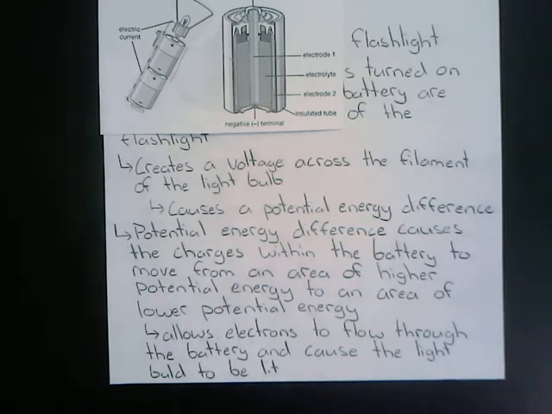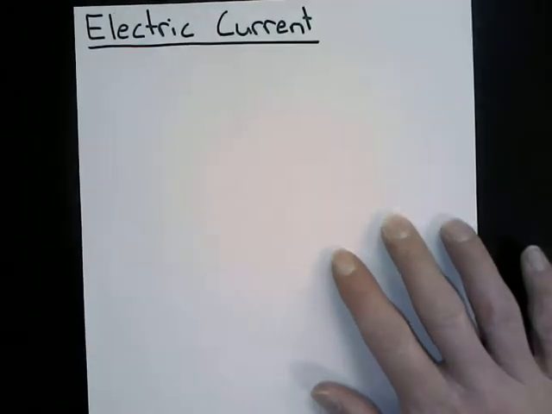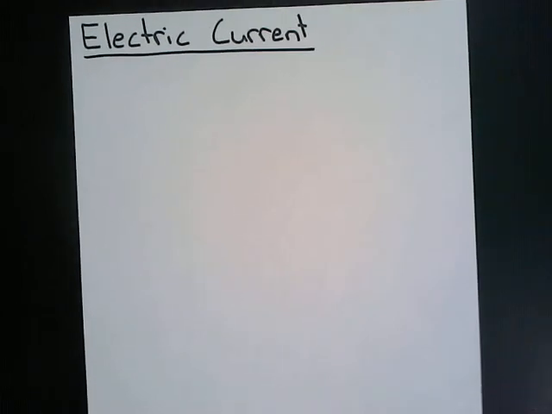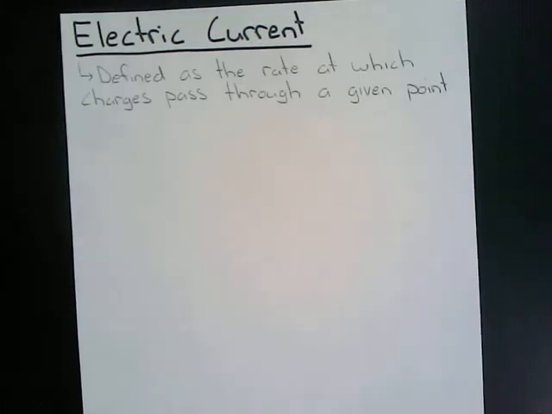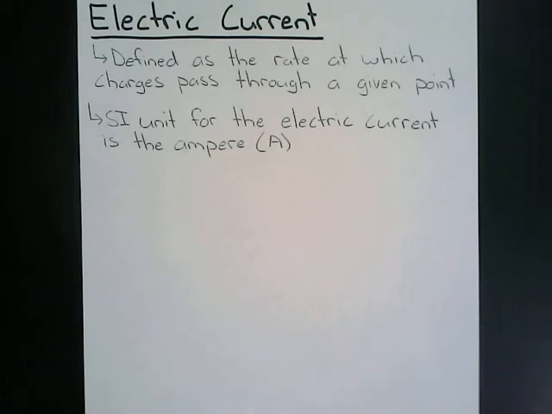What we are going to move on to next is talking about electrical current. So electric current is defined as the rate at which charges pass through a given point. And the SI unit for current is the ampere, or just a capital A. Now 1 ampere, 1 amp, is equal to 1 coulomb of charge moving past a point in 1 second.